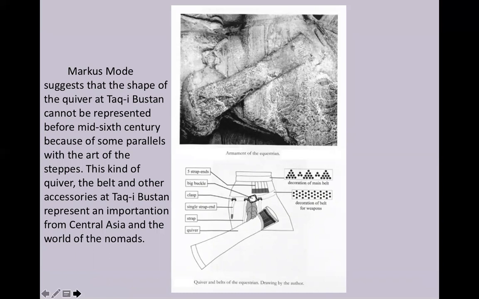Now, in the next slide, I would like to call your attention to another element that Markus Mode, this German scholar, identified in Taq-i Bustan. He said that the chronology of Taq-i Bustan cannot be earlier than the mid-6th century because of the shape of this quiver. It's reproduced in this slide in the upper part in a photo, and in the lower part in a sketch that Mode prepared. And the shape of this quiver is, I think in English it is called, the sand clock.